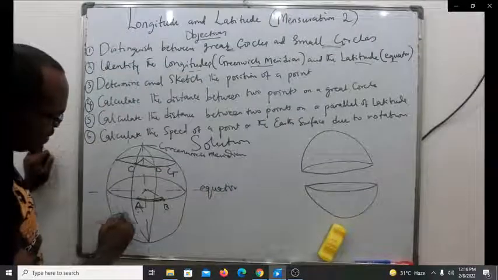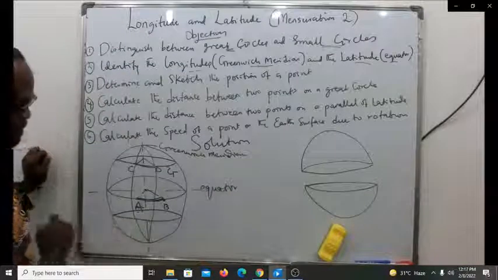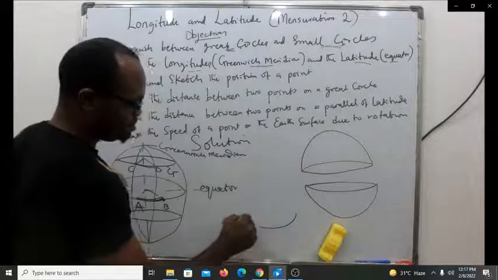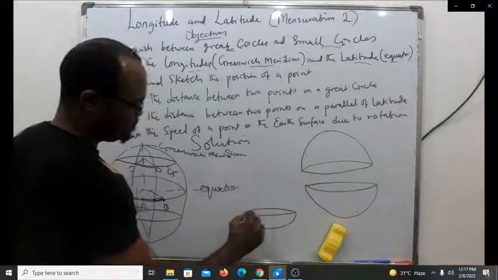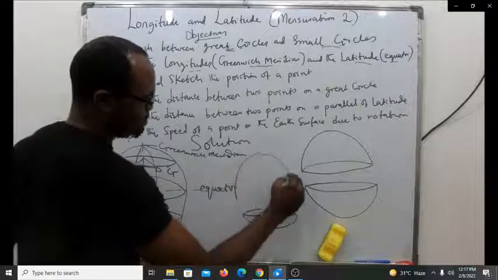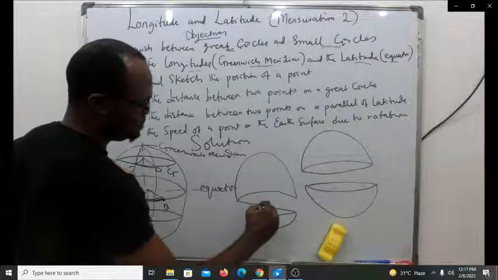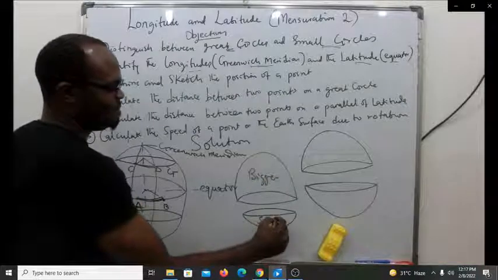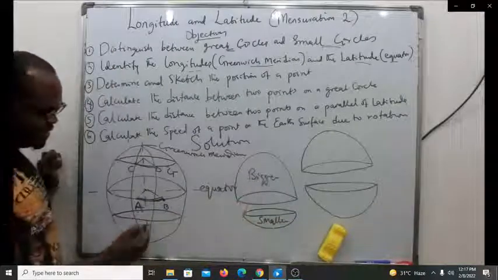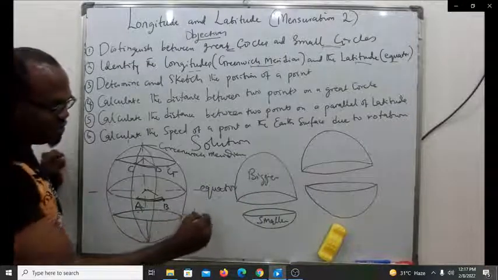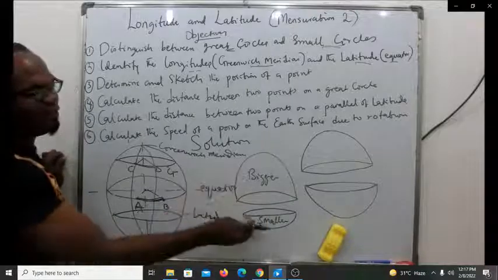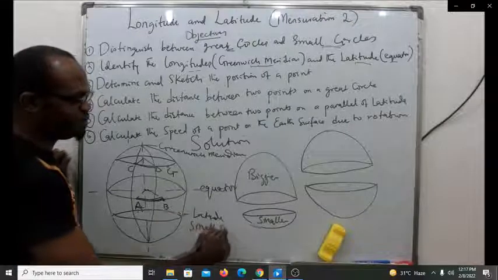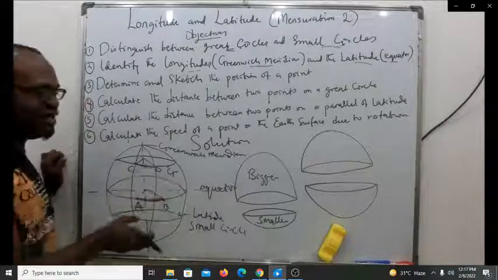But let's say you come to this other latitude and you cut the earth through here. What are you going to be having? You'll be having something like this. So you can see that this one is bigger, whereas this is smaller. So when you cut the earth through this very latitude, you're not going to have two equal parts. So this very circle, or this very latitude, is known as a small circle, because you cannot get two equal parts of the earth when you cut through them.